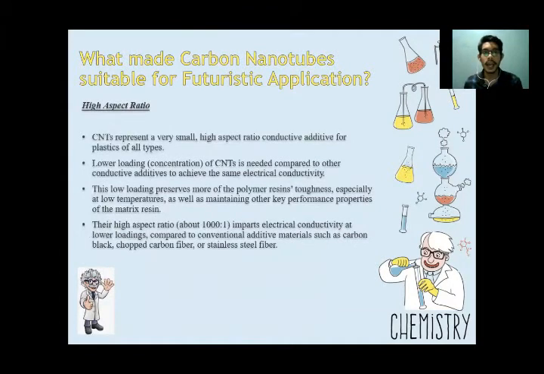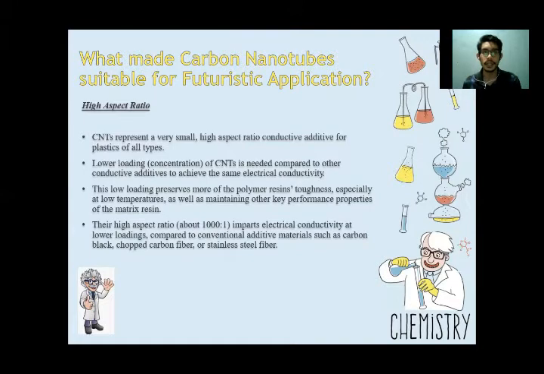And the last one is high aspect ratio. Carbon nanotubes represent a very small, high aspect ratio conductive additive for plastics of all types. Lower loading, in terms of concentration of carbon nanotubes, is needed compared to other conductive additives to achieve the same electrical conductivity. This low loading preserves more of the polymer's toughness, especially at low temperatures, as well as maintaining other key performance properties of the matrix resin.